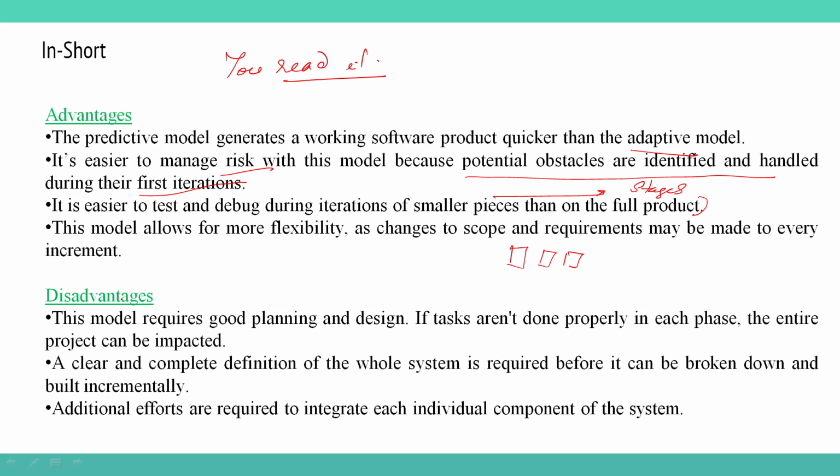So the model allows more flexibility. When? Changes to scope and requirements may be made in every increment. What we are saying here is said in a different context. Normally it is inflexible, but within this we are flexible. Once we have planned, at the time of planning we have flexibility, but after that we don't have any kind of flexibility.